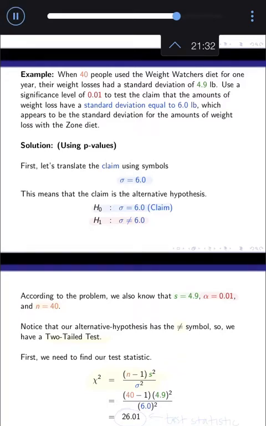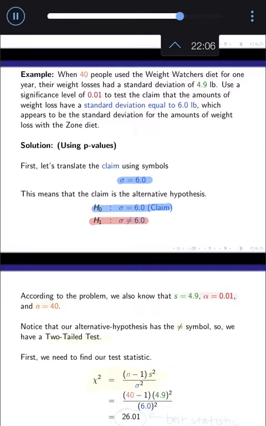Now let's look at this problem one more time, but this time using rejection regions. Notice we'd again start out the same way we did last time. We'd start out with the fact that the claim is that the standard deviation sigma is equal to 6.0. That means, because of the equal to symbol, that would fall as our claim, our null hypothesis, which means the alternative hypothesis would be not equal to 6.0, which means again we would have a two-tailed test.